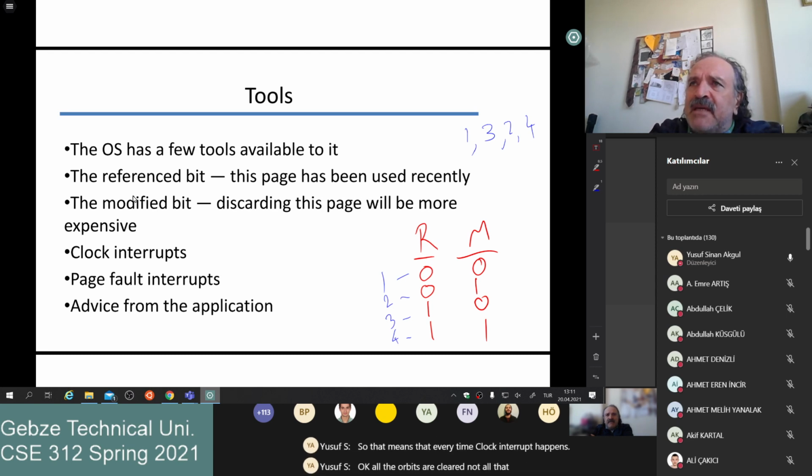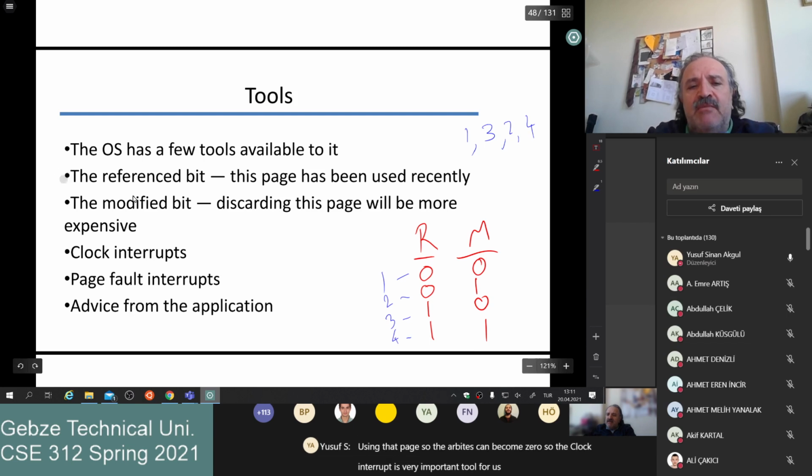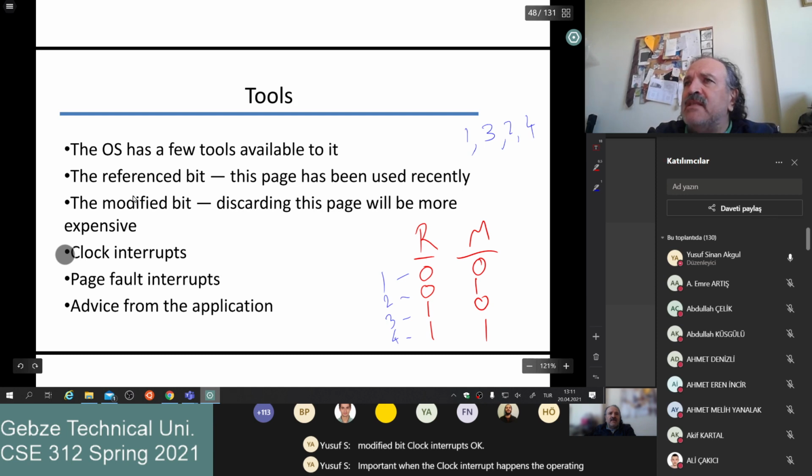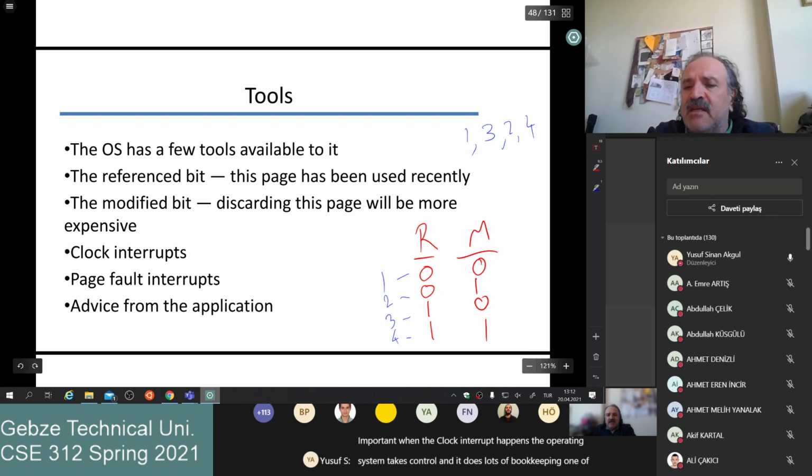All the M bits are not cleared at all. You cannot do that, because if a page is modified, it is modified. I have to write it back to the disk. But the R bits are all made zero every clock interrupt. So between two clock interrupts, if the R bit becomes one, then that means somebody is using that page. So the clock interrupt is a very important tool for us. Reference bit, modified bit, clock interrupts, okay? Those are important. When the clock interrupt happens, the operating system takes control and does lots of bookkeeping. One of the things it does is clearing out these R bits.